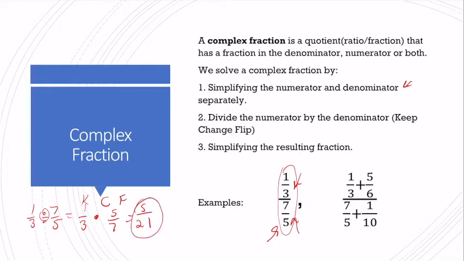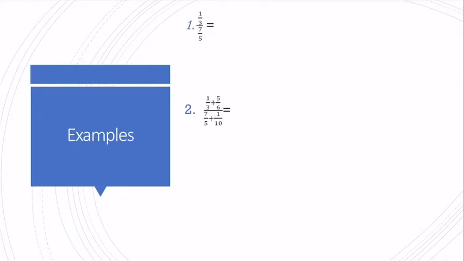If you're given a complex fraction with a numerator or a denominator that needs to be simplified, you must simplify it first before you can divide the numerator by the denominator. I already did this example on the last slide, go me. Let's go ahead and simplify our numerator and simplify our denominator. So I have 1/3 plus 5/6.